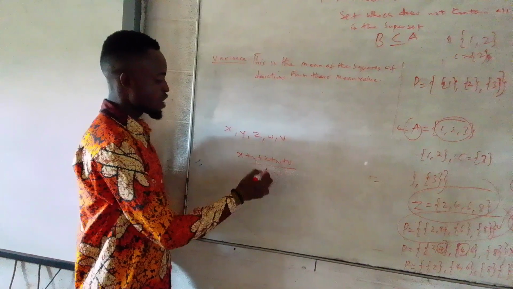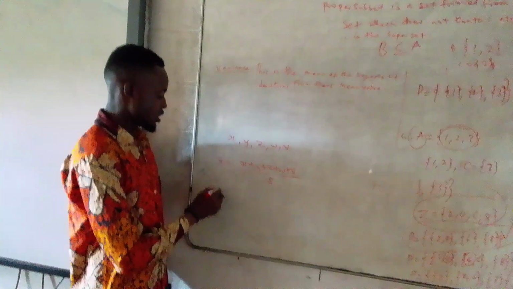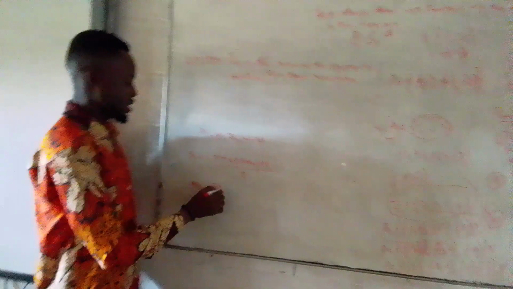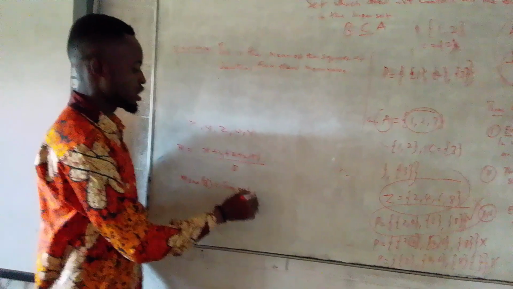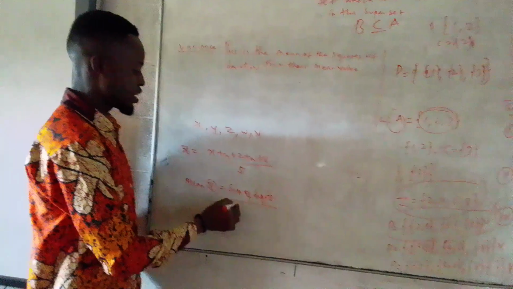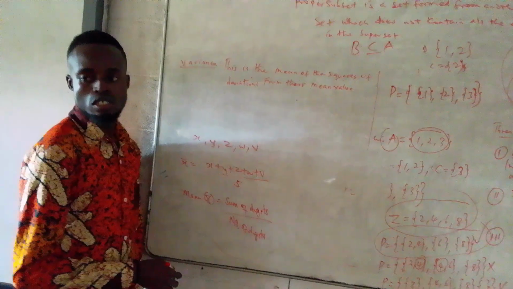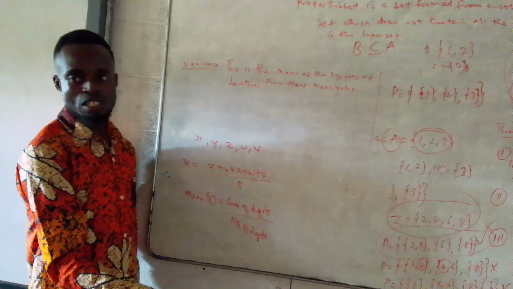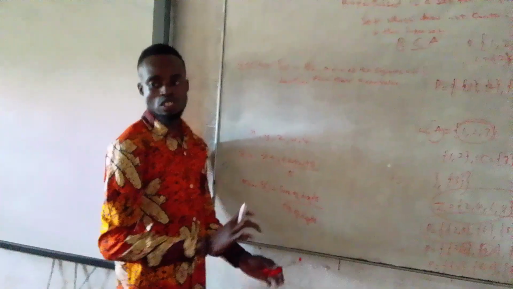1, 2, 3, 4, 5, 5. That gives you the mean, right? So mean is the sum of digits divided by the number of what? Digits. Or the sum of variables divided by the number of variables. That is what mean is: the average of a set of numbers or values or variables.